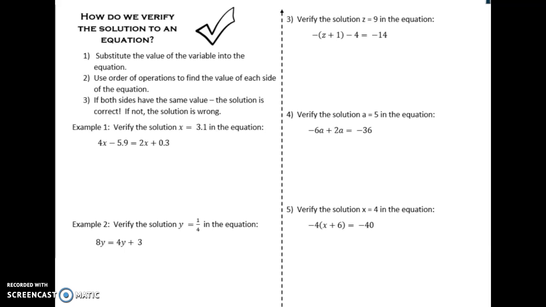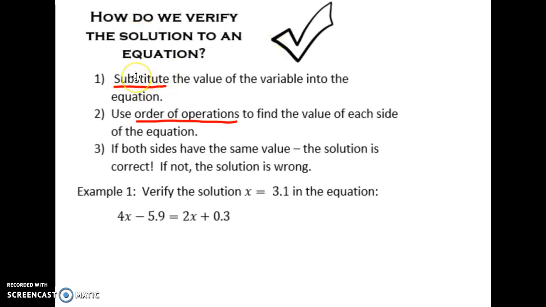or verifying a solution. So on your note sheet, you're eventually going to cut here on this dotted line, but not until we're finished filling it out. This will allow you to tape this half on one page and this half on the other page of your notebook. So to begin, we need to know that when we substitute the value of our variable into the equation, that it actually works and it makes sense mathematically.